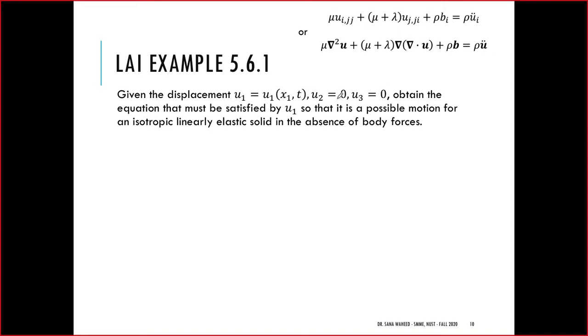So now what we want to do is, let's just read through it. Given this displacement field, obtain the equation that must be satisfied by u1 so that it is a possible motion for an isotropic linearly elastic solid in the absence of body forces. Perfect. So we know that possible behavior of an isotropic linear elastic solid is represented by the Navier's equations.